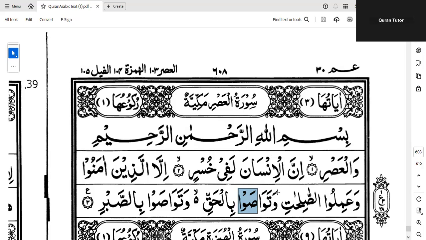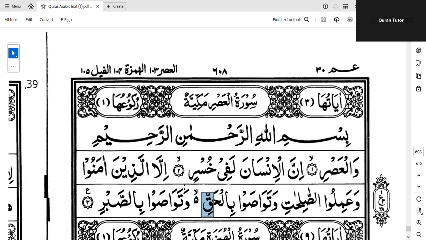Next. Watawasaw. There is waw lean and we read it softly. And make a difference between Seen and Sad. You must pronounce it as Sad. Bil haqqi. A Musta'liya letter comes. When a Musta'liya letter comes, we read the Musta'liya letter with a bold voice.